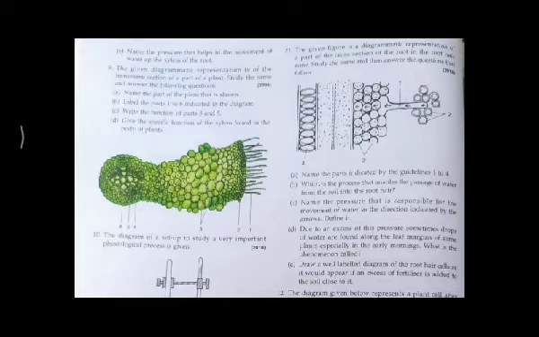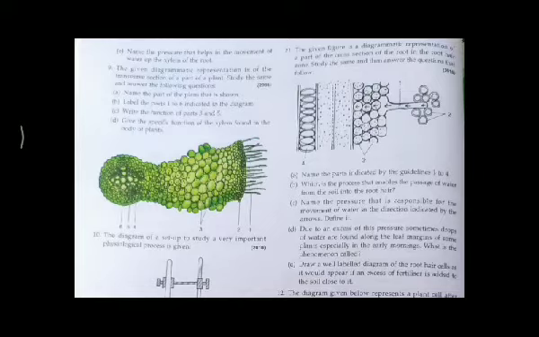Segment B of question number 9 is: label the parts 1 to 6 indicated in the diagram. One by one we will label the parts. Indicator 1 is labeled with the root hair. Indicator 2 is the epidermis. Indicator 3 is representing the cortex. Indicator 4 is representing the endodermis. Indicator 5 is representing the phloem and indicator 6 is representing the xylem.